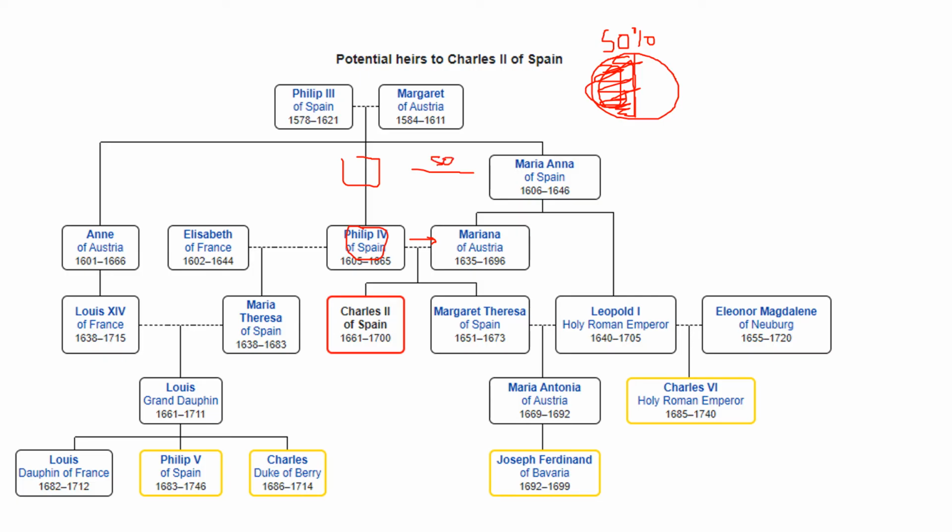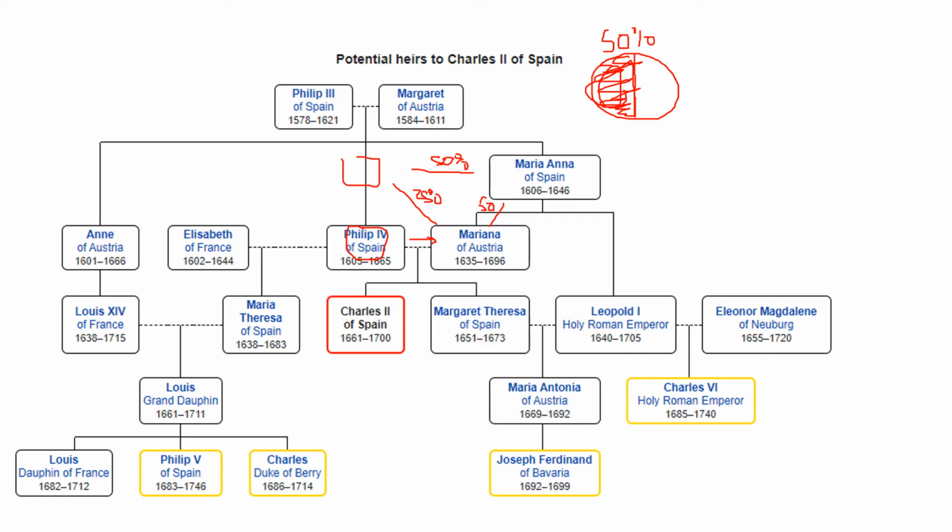So you've got 50% here. That also makes him the uncle of Mariana. So remember, uncle, niece, nephew relationships are going to be 25%. So what this means then is that Philip IV gives 50% of his genome to Charles II. Mariana gives 50% of her genome to Charles II.